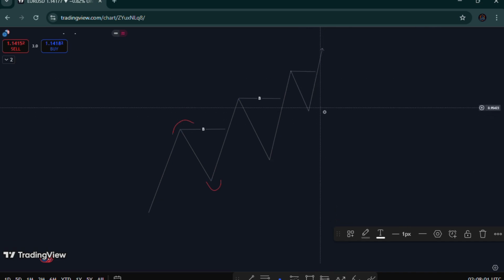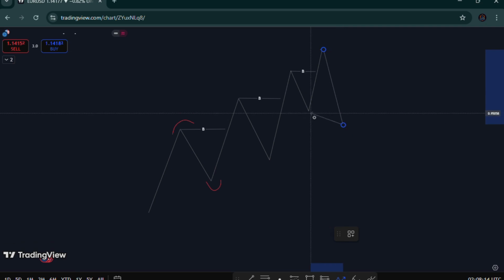Having this last break of structure from here tells us one thing, that buyers are still in control of this market until we see this low got taken out, which is this external low got taken out. We are still bullish, and in this market scenario the low has been taken out. Since we know that this low has been successfully taken out, we are going to shift our bias from bullish now to bearish, because price has just created a new lower low.